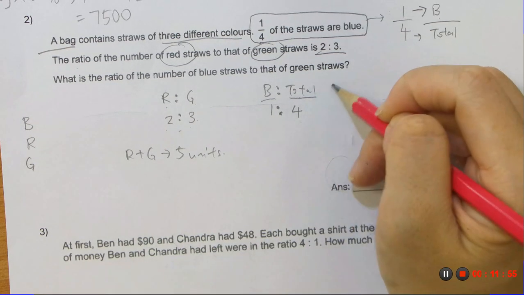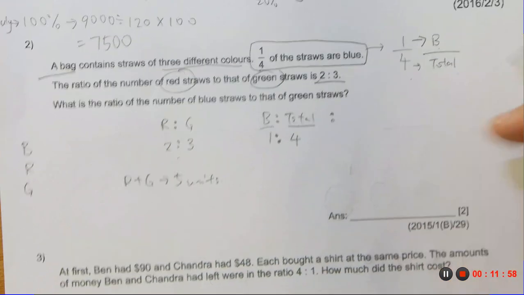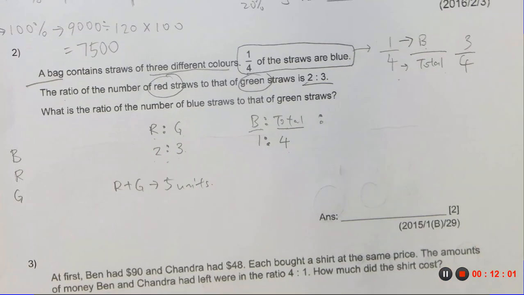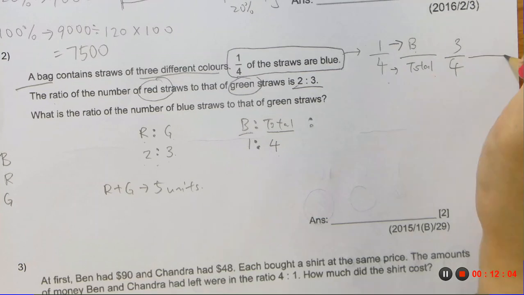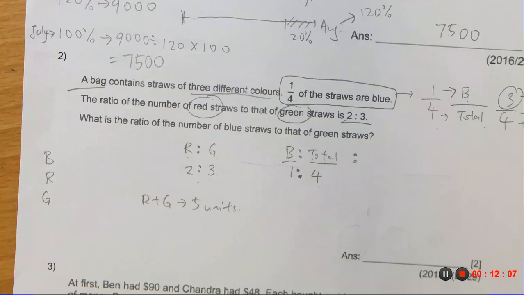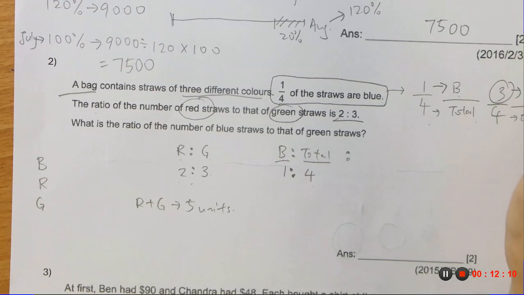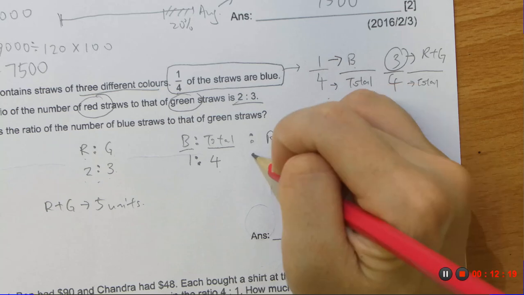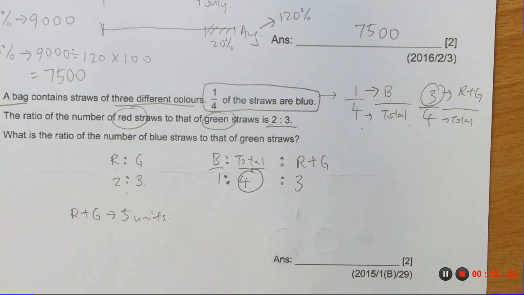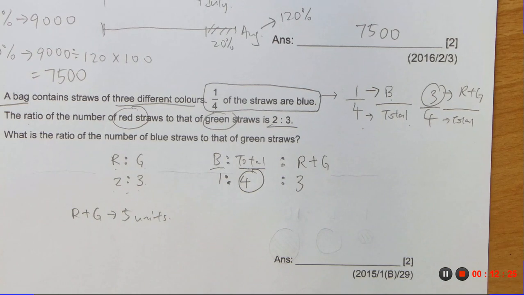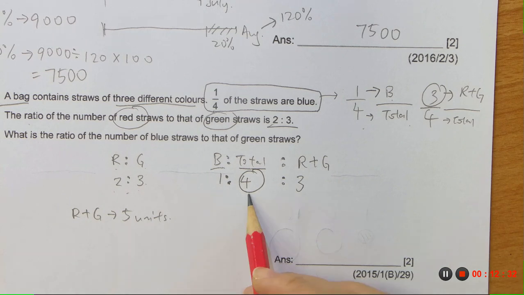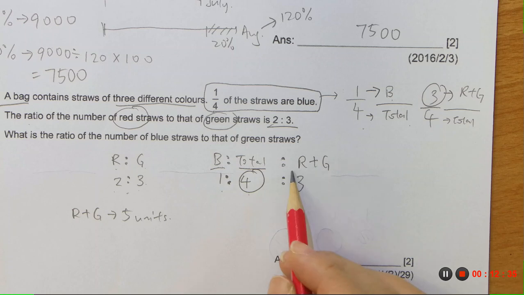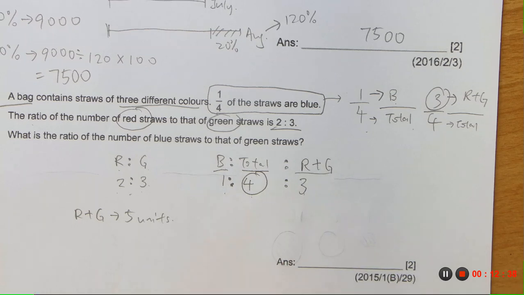If I look at this, 1/4 is blue versus total. Then what is 3/4? 4 is still total. What is 3? 3 is red and green. So red and green will be 3 units because the total is 4. The total is 4 units, blue is 1 unit, red and green together must be 3 units because 3/4 are the rest.